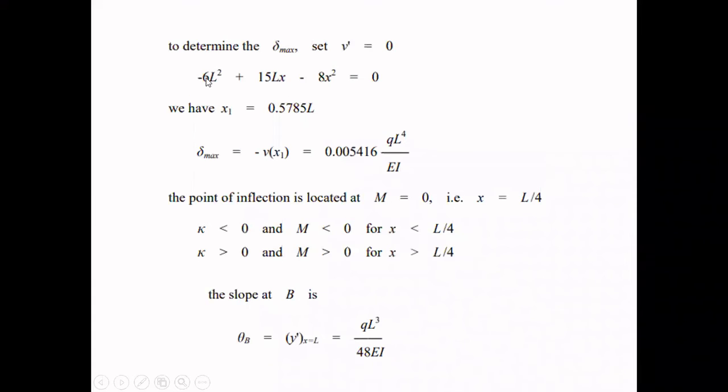We have already seen that this equation will give the maximum value at x1 equal to this value. It will give delta max equal to like this. Then again, for the inflection point, when M is equal to 0, then x will be equal to L by 4. The slope over there will be theta B, and it will be y dash at x equal to L. It will be q upon 48 EI in this equation.